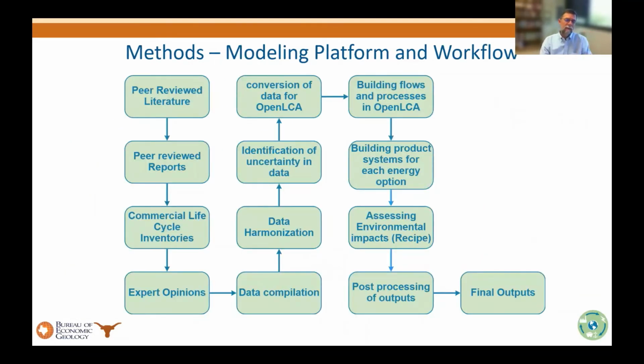I was debating whether to show this, but it goes through the same sort of workflow. And so we build all the processes in OpenLCA. We look at the systems for each energy option, and then we assess the impacts using ReCiPe 2016. All of this information is then post-processed, and then it produces graphs. And then the real question is, what are you actually going to show as your results?